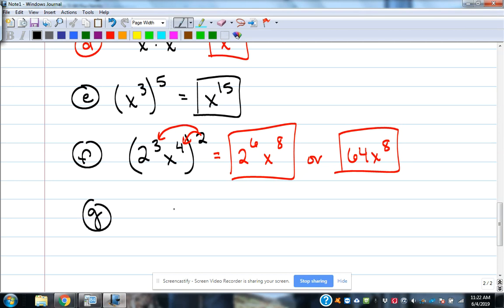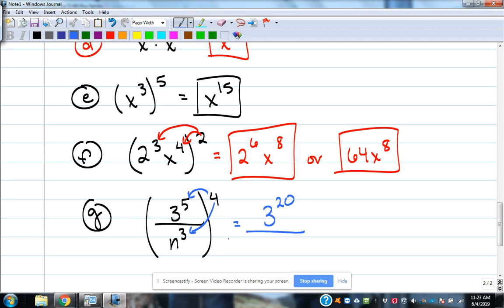So be able to bounce back and forth between the two different ways of writing that answer. Let's get a 3 to the 5th, n to the 3rd, in a fraction form, and then a 4th power on the outside. Well, what does the 4 on the outside do? Means multiply to all the exponents on the inside. So 5 times 4, and then 4 times 3. So that's going to be 3 to the 20th power, big number, and then n to the 12th power.